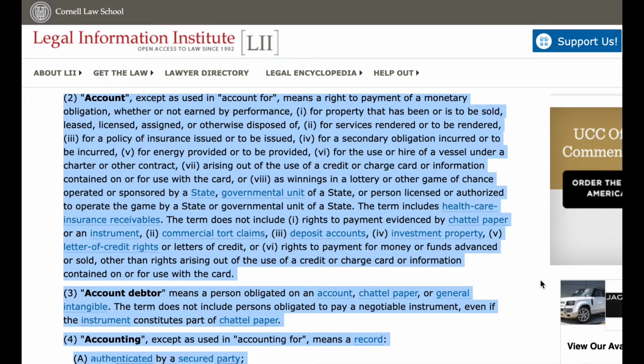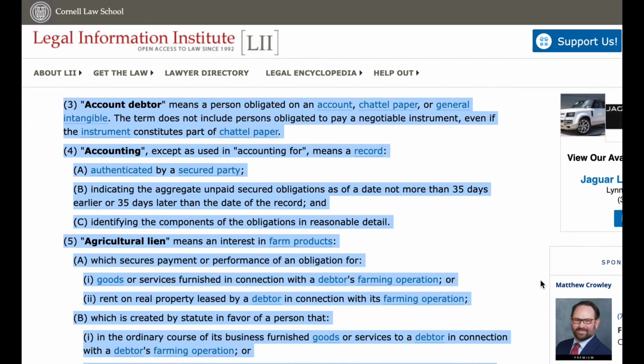3. Account debtor means a person obligated on an account, chattel paper, or general intangible. The term does not include persons obligated to pay a negotiable instrument, even if the instrument constitutes part of chattel paper. 4. Accounting, except as used in accounting for, means a record, A. authenticated by a secured party, B. indicating the aggregate unpaid secured obligations as of a date not more than 35 days earlier or 35 days later than the date of the record, and C. identifying the components of the obligations in reasonable detail.